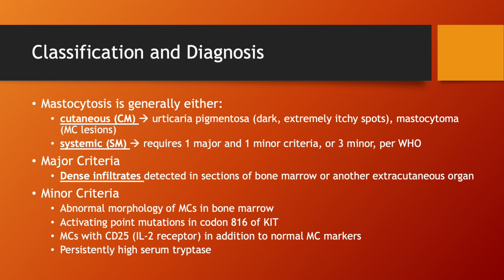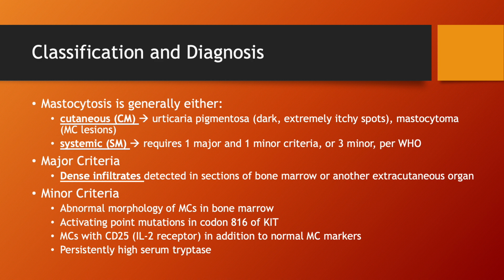So to diagnose systemic mastocytosis, you need one major sign and one minor sign, or you could have 3 minor signs. So the major criteria is dense infiltrates of mast cells in the bone marrow or another extracutaneous organ. So again, extracutaneous meaning not the skin. And if you're wondering what dense infiltrates actually means, well, there are values, but I'm sort of excluding them because they're not the most important to understanding this. Now, the minor criteria, again, you can have any one of these and those dense infiltrates, and you'll have systemic mastocytosis. So the first one is abnormal morphology of mast cells in the bone marrow.